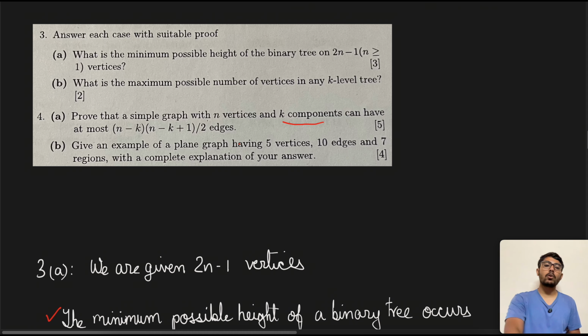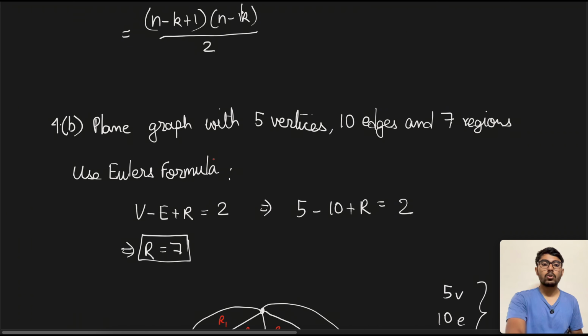Alright, next we'll go to 4b part. Give an example of a plane graph having 5 vertices, 10 edges and 7 regions with complete explanation of your answer. So we are supposed to find a plane graph, right? For that we have 5 vertices, 10 edges and 7 regions. We'll use the Euler formula to see whether this is even planar or not. So v minus e plus r, where v is the number of vertices, e is the number of edges and r is the number of regions. This needs to be true, correct? This is a theorem, and then we put that, right, and see that okay, r comes out to be 7, so we know that there is a planar graph that would exist.